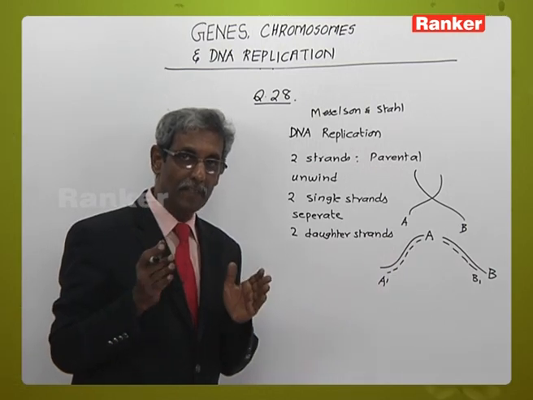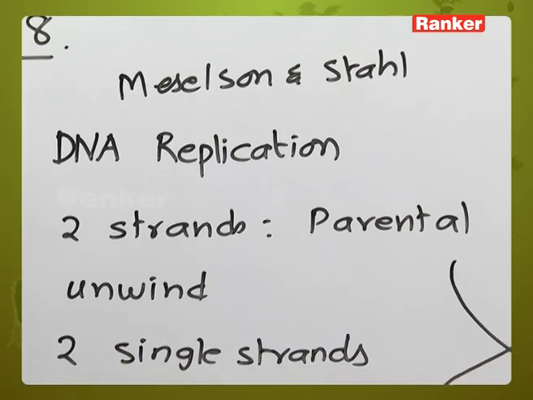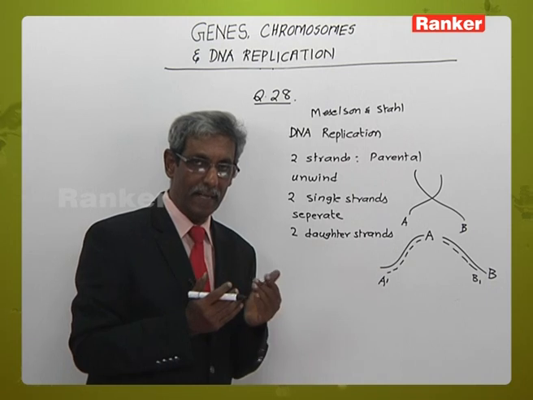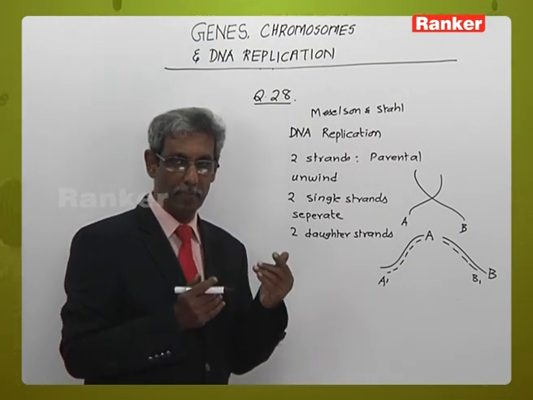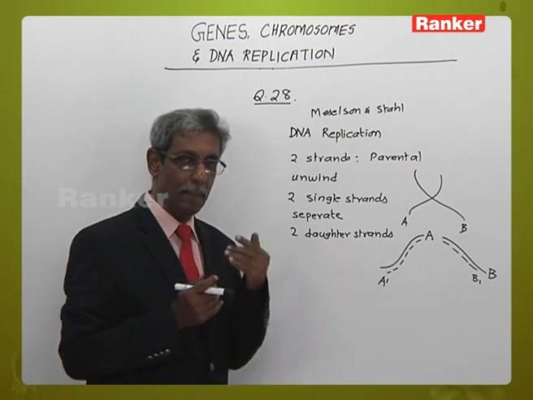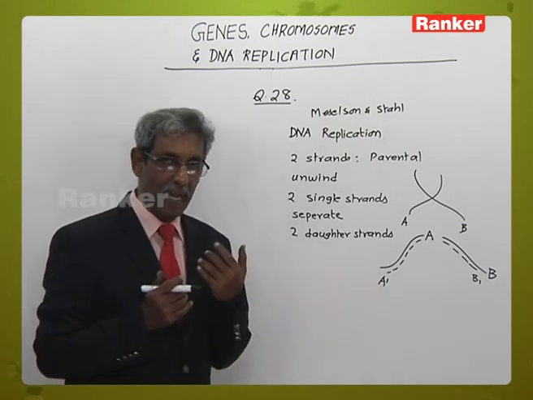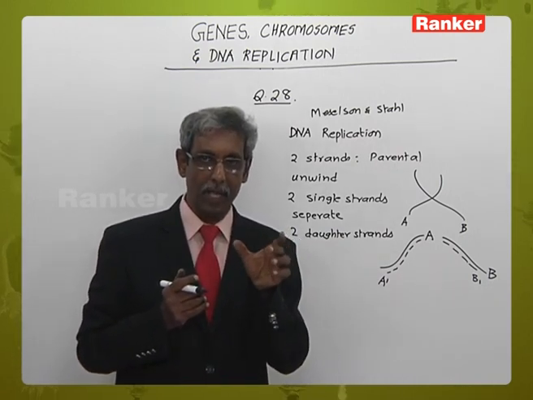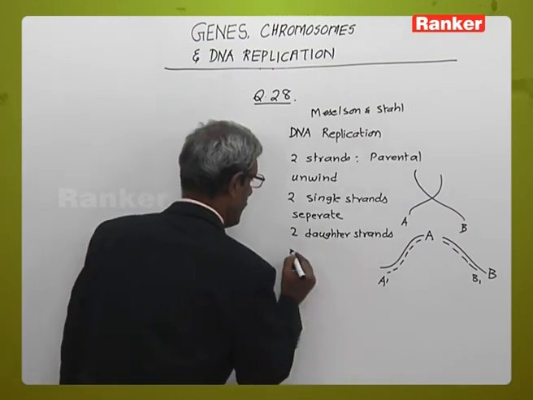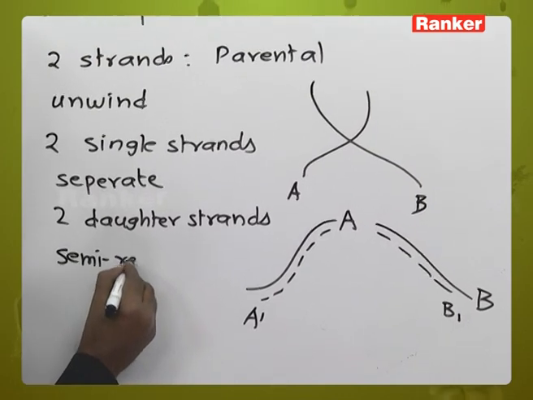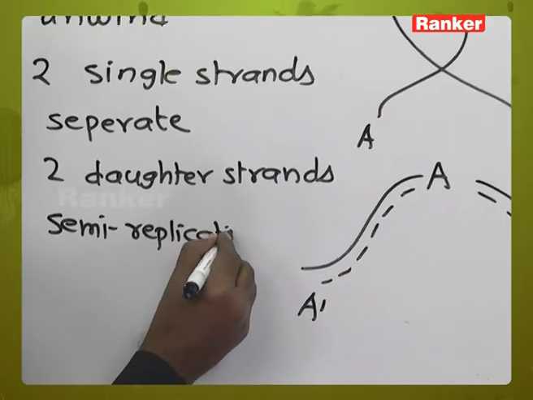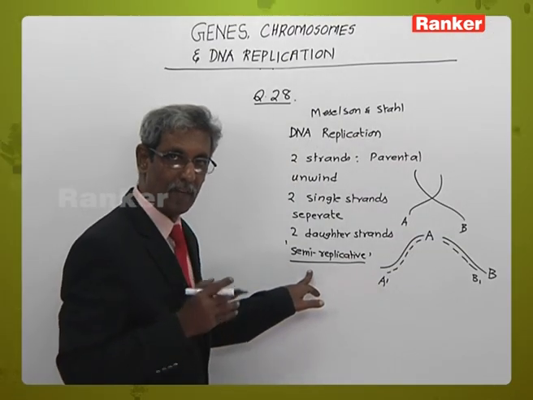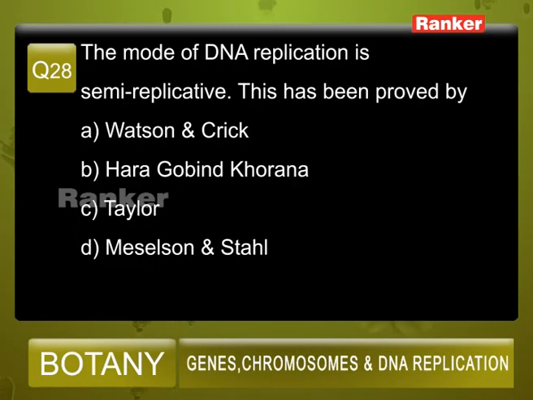Semi-replicative means half the characters of the parents are always conserved. So, always whenever DNA reproduces, 50% of the characters are attributed to the parents and 50% of the characters are attributed to the offsprings. Thereby, in every generation, the parental character is transmitted. So, the transmission of the characters wherein 50% of the characters are from the parents, this method of replication is termed as semi-replicative method. So, in semi-replicative, 50% of the characters are from the parents and the right answer is D.